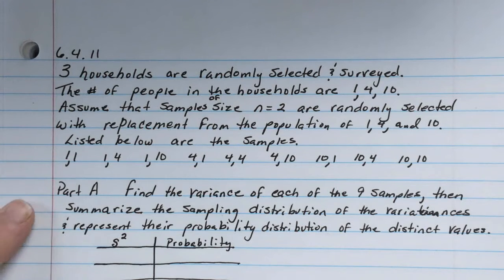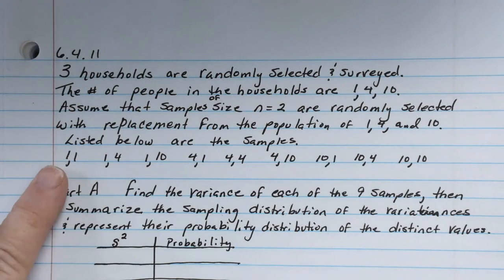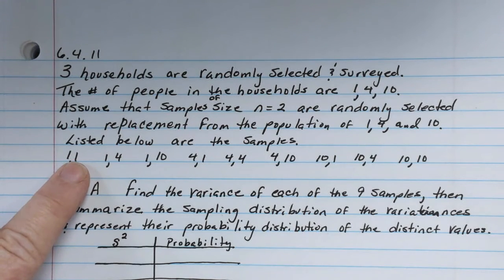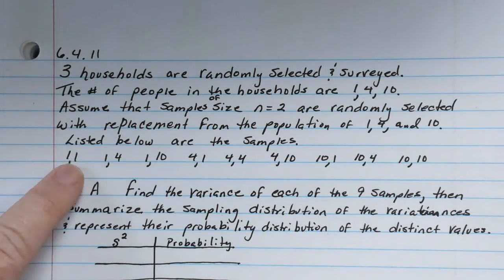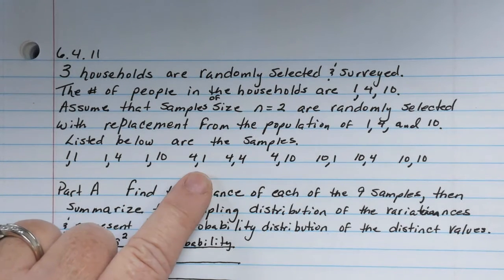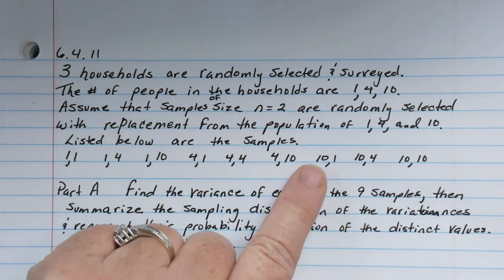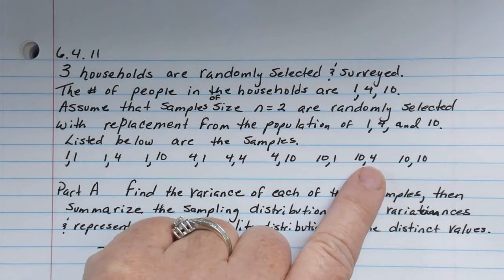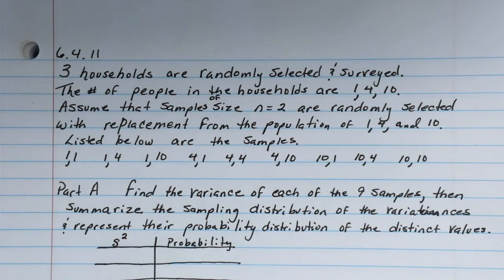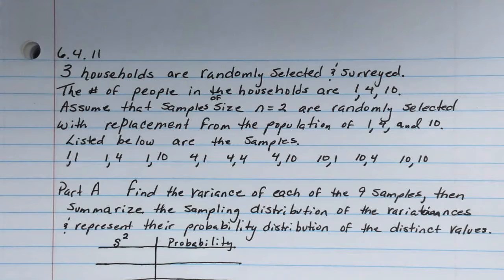So when they're picking 2, all the possibilities from picking 2 of the 1, 4, and 10. So they could pick 1 and 1 because it is with replacement, so they can put 1 back in. 1 and 4, 1 and 10, 4 and 1, 4 and 4, 4 and 10, 10 and 1, 10 and 4, and 10 and 10. So these are your samples, and your population is 1, 4, and 10.